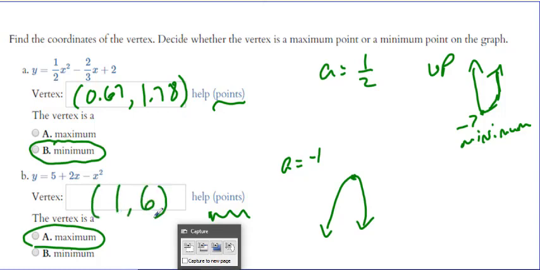Okay, so there you have chapter 4, section 6.3, part 1 video.